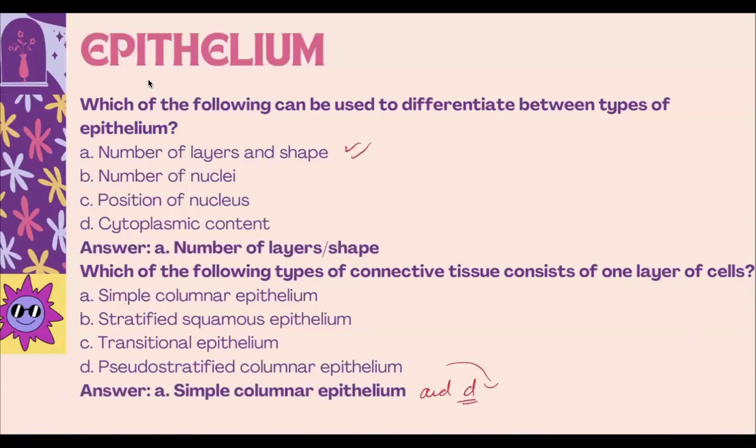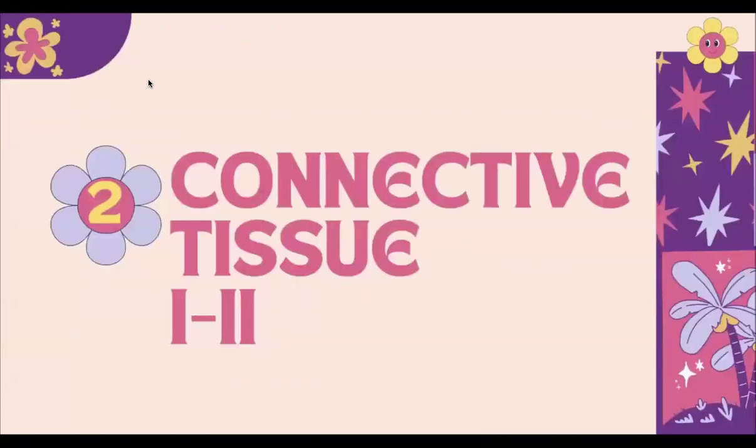Then, which of the following types of connective tissue consists of one layer of cells? Sorry, which type of epithelial tissue? Sorry for the typo. Consists of one layer of cells: simple columnar, stratified squamous, transitional, or pseudostratified columnar. So for this, the answer is A and D, sorry. And that is it for epithelium, so we're done with that.